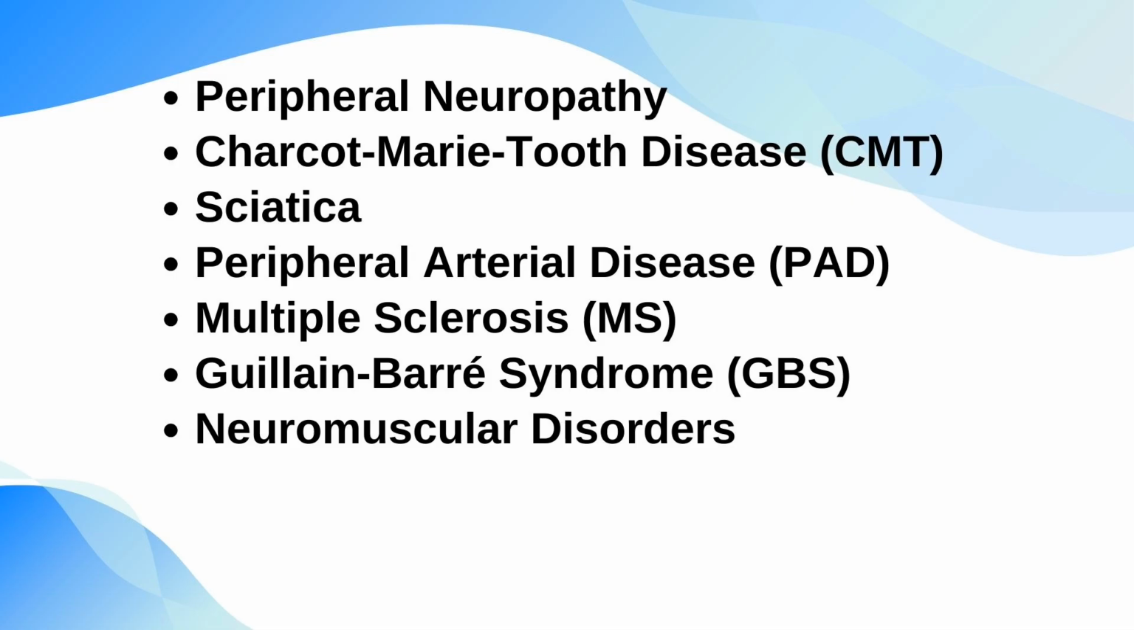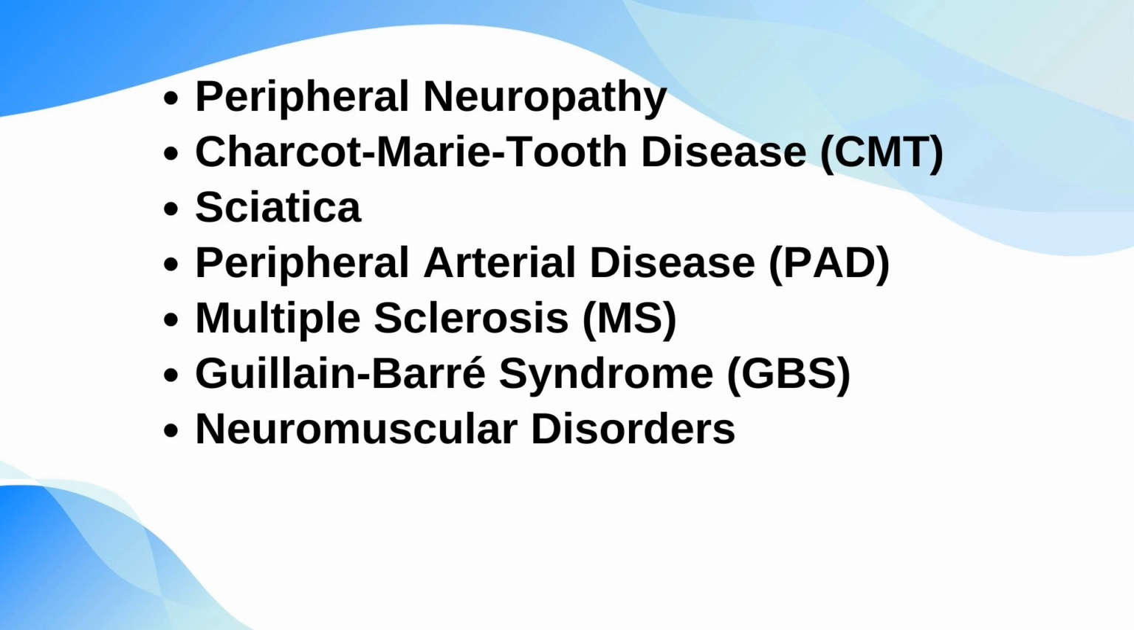Next, I have here the examples of neural disorders. We have peripheral neuropathy, Charcot-Marie-Tooth disease or CMT. Next is sciatica, and next we have peripheral arterial disease or PAD, multiple sclerosis (MS). Next is Guillain-Barré syndrome or GBS, and next, neuromuscular disorders. We have peripheral neuropathy.